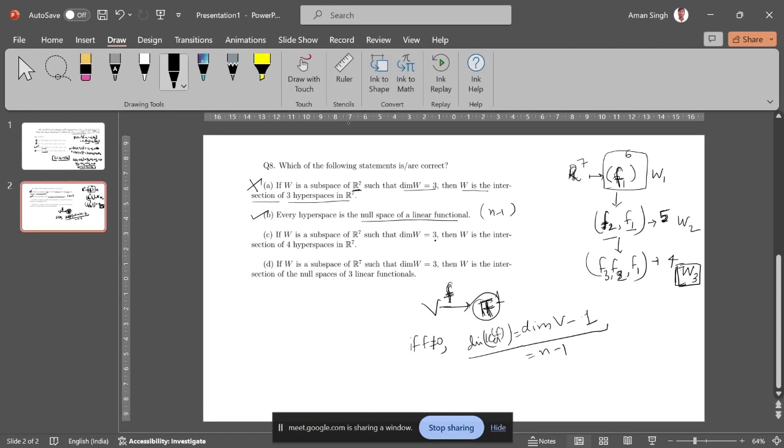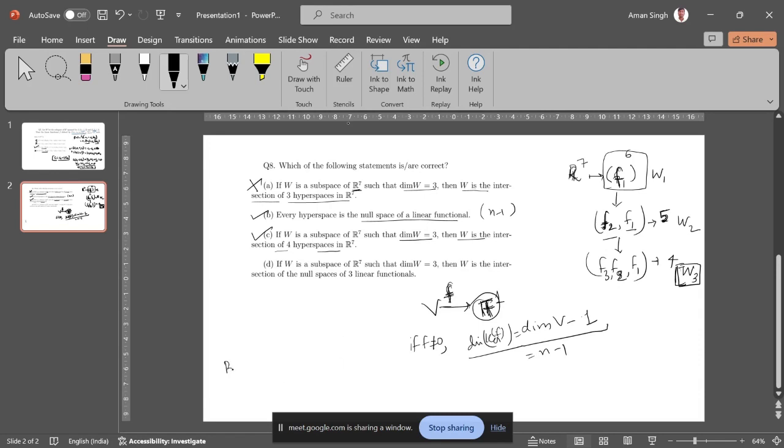So this was discussed in the class. I'm talking about the third option now. If W is a subspace of R7 and the dimension of W is 3, then W is an intersection of four hypersurfaces. This is correct. But how should we get those four hypersurfaces? How should we get them? I'm saying this option is correct.